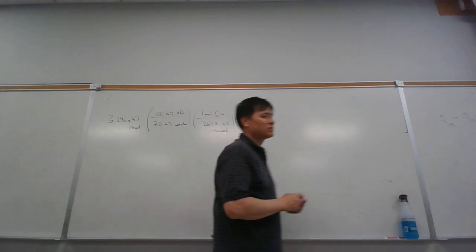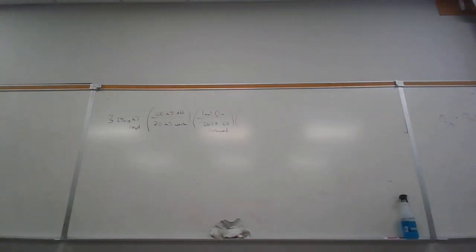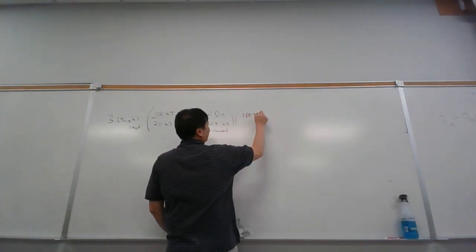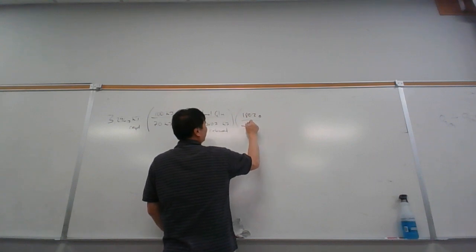All right, and then I need the molar mass of glucose. I don't know how to calculate it, so I'm just going to look it up. The molar mass of glucose is 180.2. So 180.2 grams per mole of glucose.